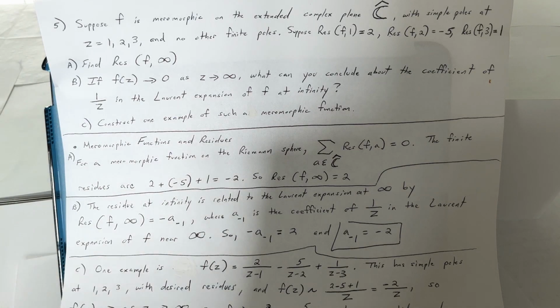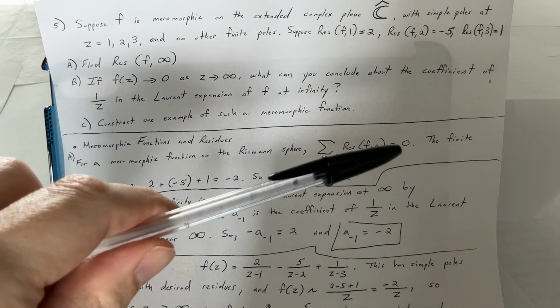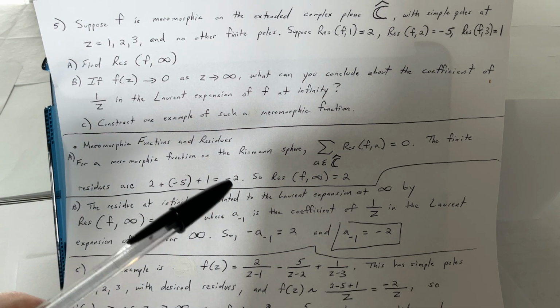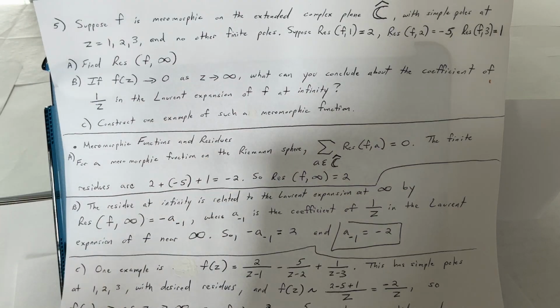So part A, for a meromorphic function on the Riemann sphere, the sum over all a in C hat of the residue of f at a equals 0. So the finite residues are 2 plus -5 plus 1 equals -2. So the residue at infinity is going to equal 2.